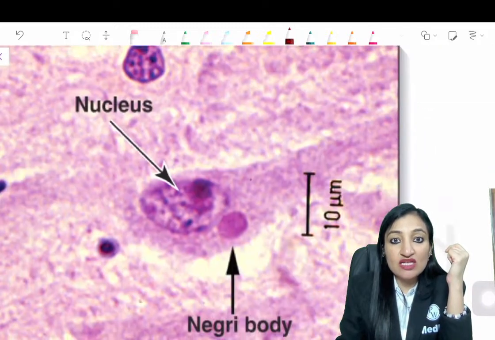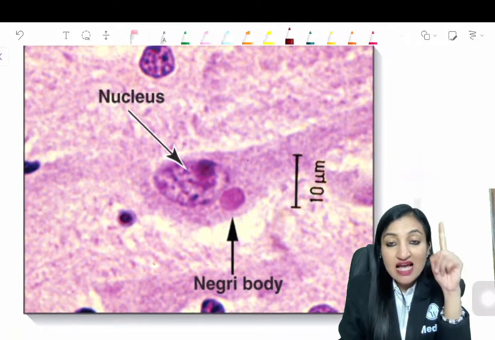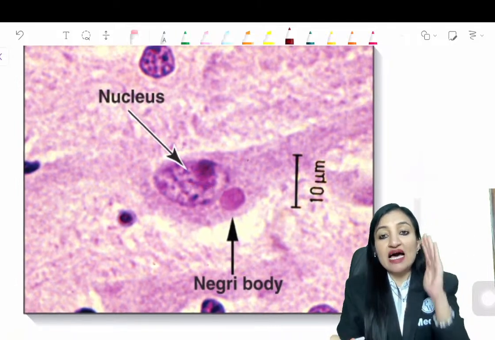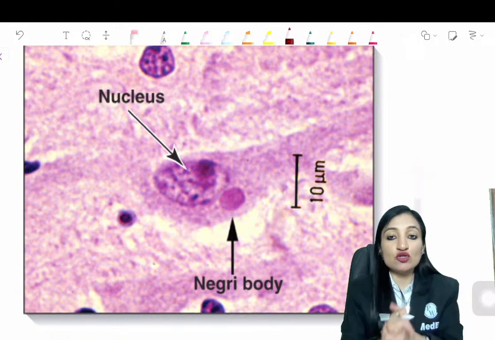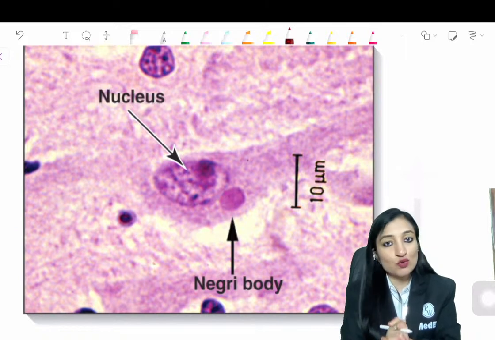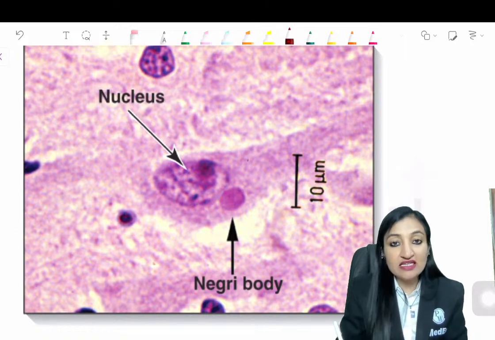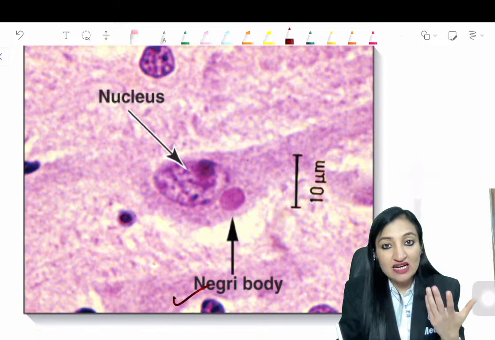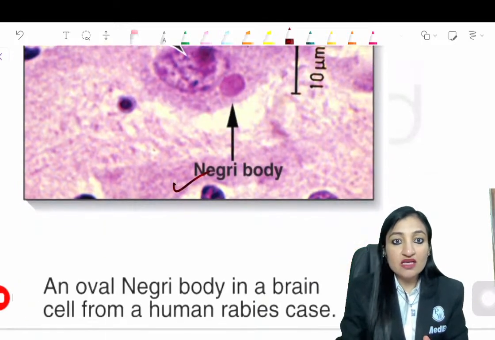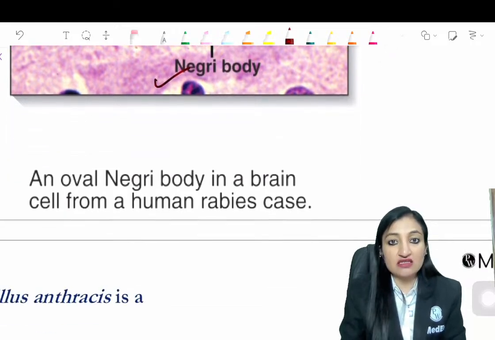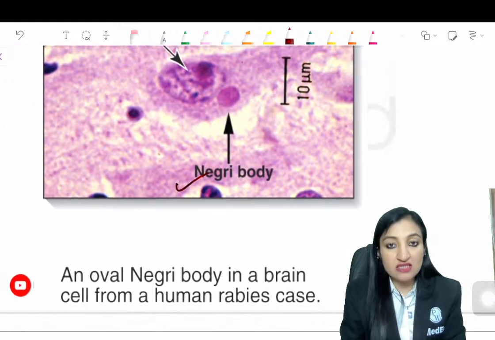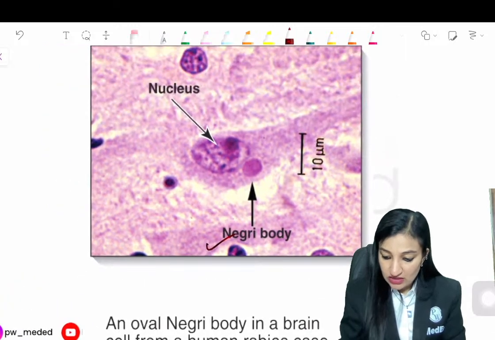Now Negri bodies, what are these? This is an RNA virus, and I told you today, as a rule, RNA viruses usually multiply in the cytoplasm, so they produce intracytoplasmic inclusion bodies. Negri bodies, which are the inclusion bodies produced by rabies virus, are also intracytoplasmic. You can see a nice Negri body in this picture. This is an oval Negri body in a brain cell from a human rabies case. Is this clear?